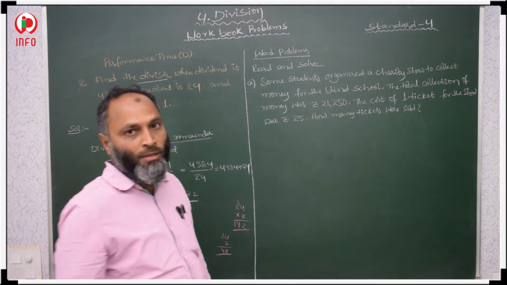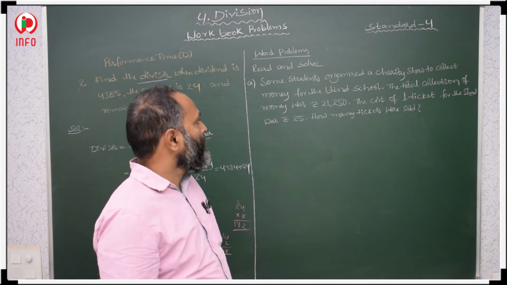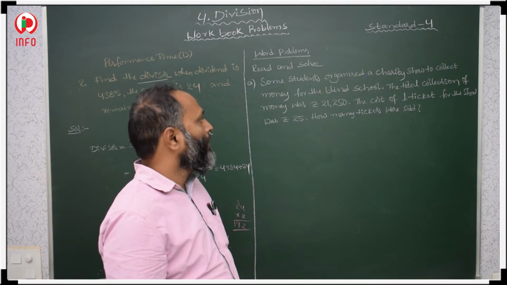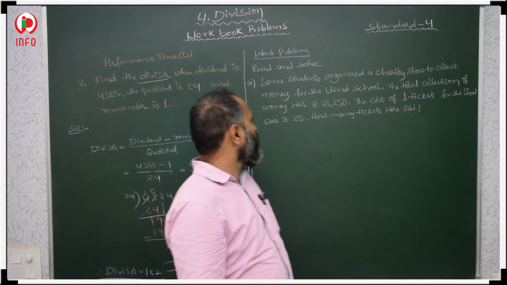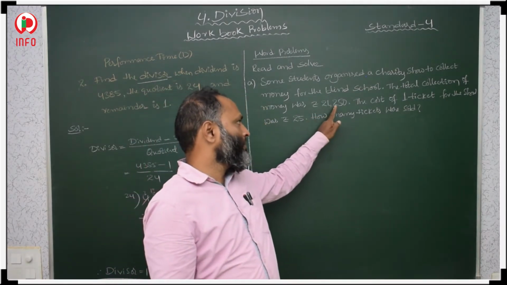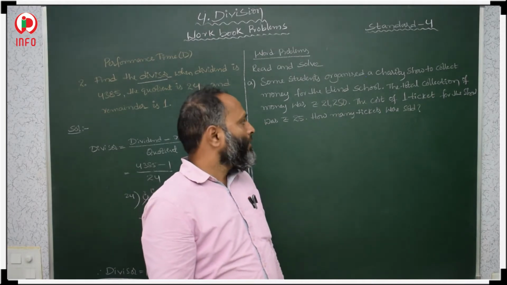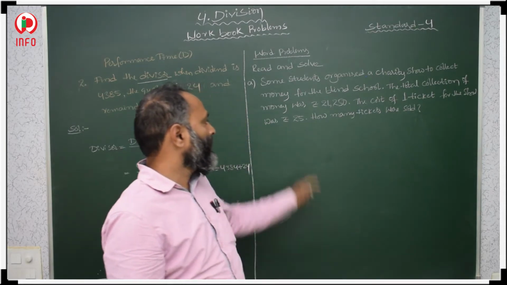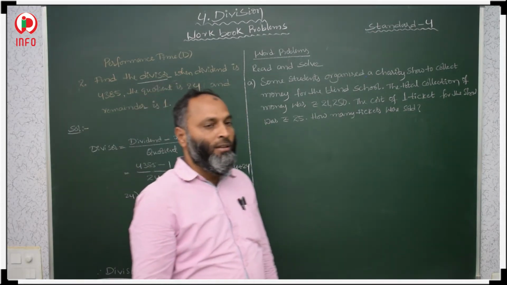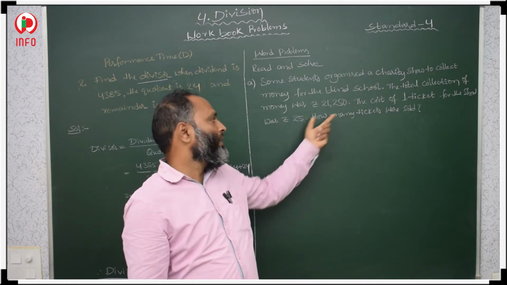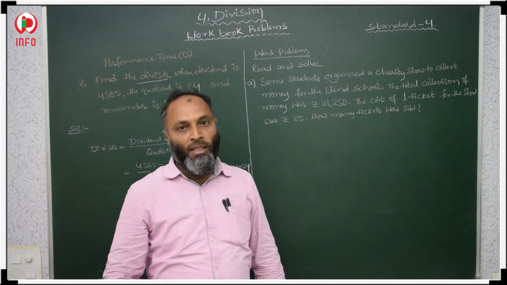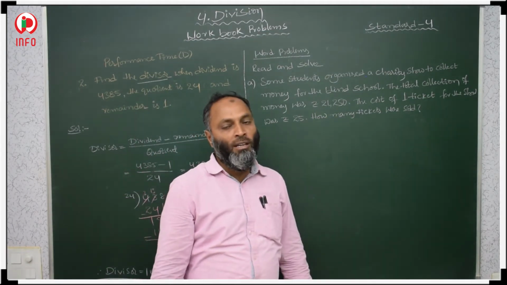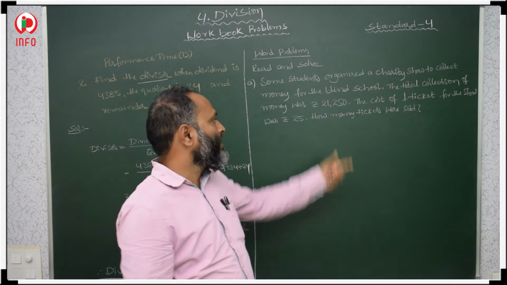Now the next problem. Some students organized a charity show to collect money for the blind school. The total collection of money was rupees 21,250. The cost of one ticket for the show was 25 rupees. How many tickets were sold? So the total collection is this much, and one ticket price is given as 25. Then how many tickets did they sell? They got 21,250.